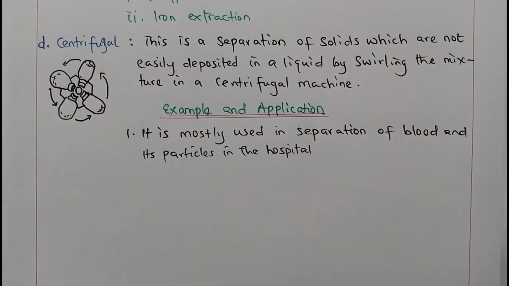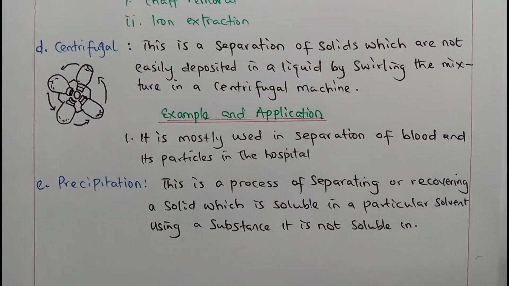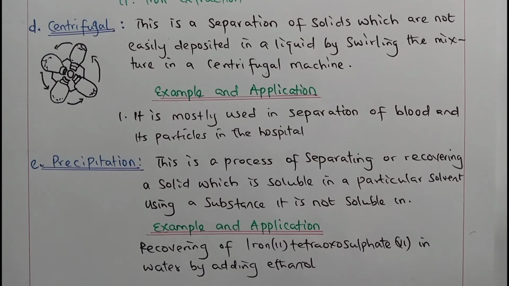This is a process of separating or recovering a solid which is soluble in a particular solvent by using a substance that it is not soluble in. If, for instance, iron 2 tetraoxosulfate 6 is dissolved inside water, and we want to recover that iron 2 tetraoxosulfate 6 without even heating it, we can just add ethanol to it. It will precipitate iron 2 tetraoxosulfate 6. This is because iron 2 tetraoxosulfate 6 is not soluble in ethanol. Ethanol is soluble in water. Therefore, ethanol will precipitate iron 2 tetraoxosulfate 6.